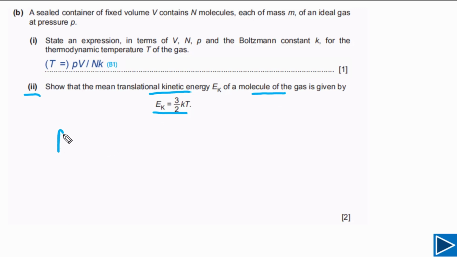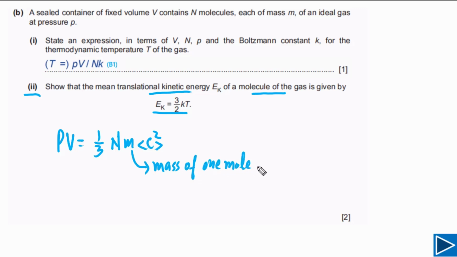So we can simply start this one from PV is equal to 1/3 Nm c square. So this is mean square speed, and m here is mass of single molecule. So this is mass of one molecule. So you have to be very clear about this. We are talking about kinetic energy of a molecule, mean single molecule. N is the total number of molecules. So simply we can say N is number of molecules in the gas. So this is number of molecules in a sample.